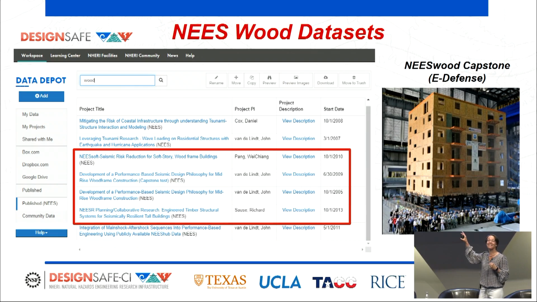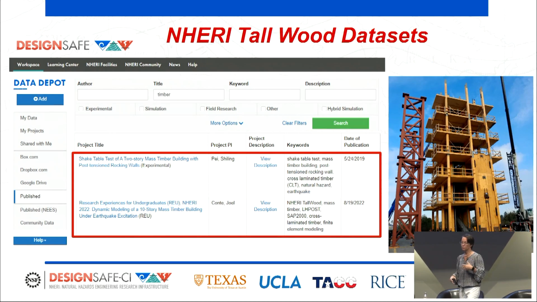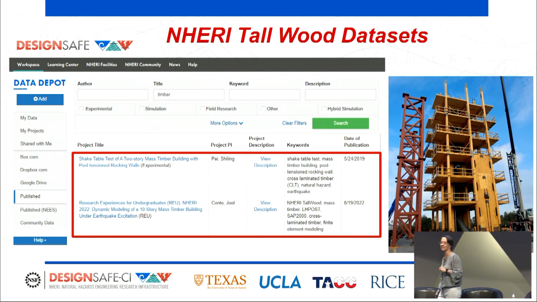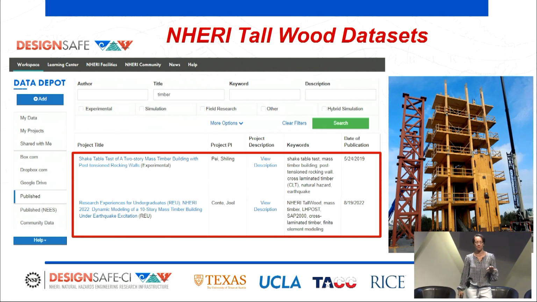Going back to the NEIS data, remembering that the NEIS data is in DesignSafe, you just do a quick search on wood, and in fact, the e-defense tests come up, several other tests come up, so that data remains available. And if you go to the NHERI part of the data depot, we see that the tall wood, or at least the tests from 2019, the two-story that John showed, are there. And I know they're thinking through early on how to get the data from the tall wood test into DesignSafe 2. So it will be there.